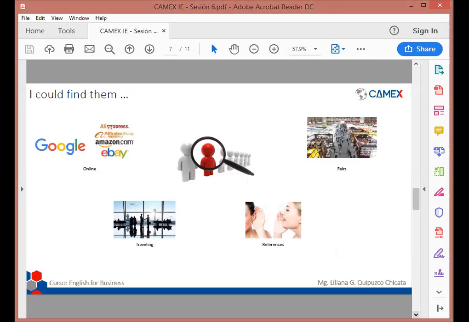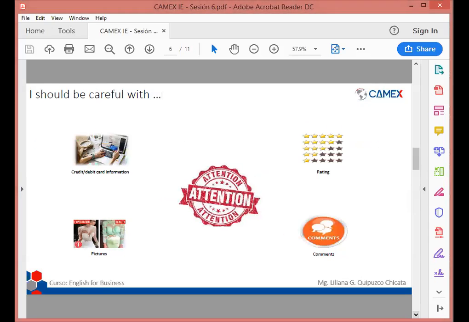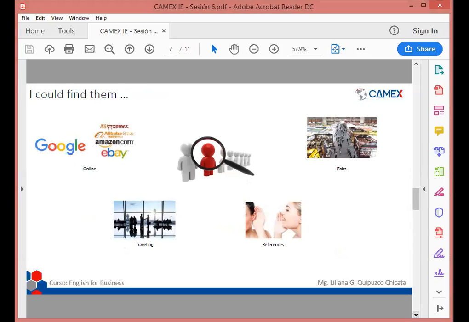Then, where can I find a supplier? I know which organization, which company can be a supplier. I know now which I should be careful with, but where is the place that I can find a supplier? So you can find it online, you can check on Google, you can check on AliExpress, Alibaba, Amazon, and eBay.